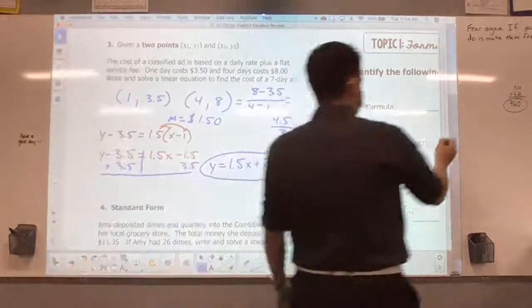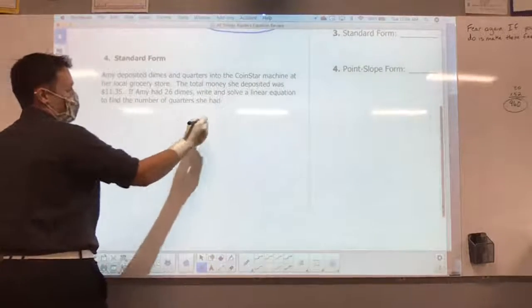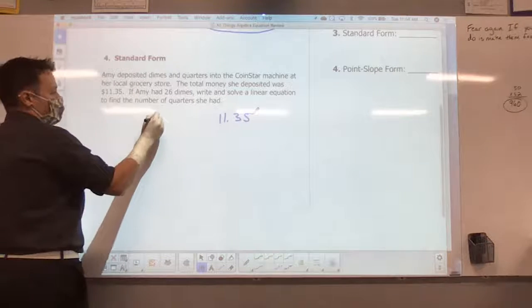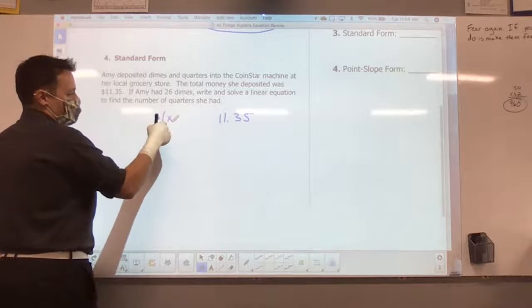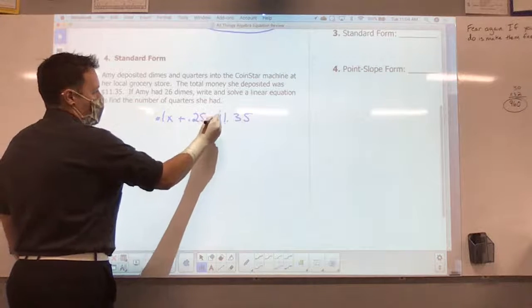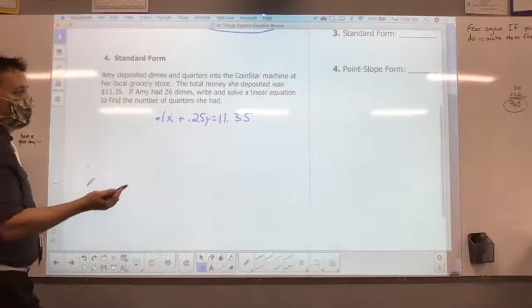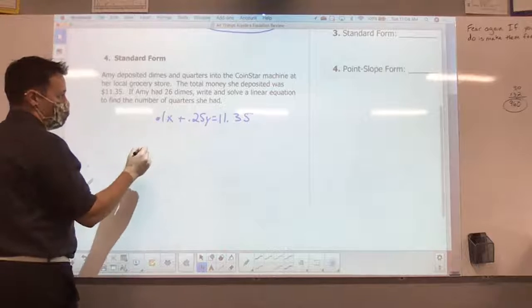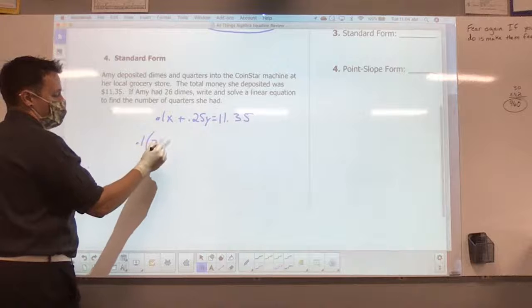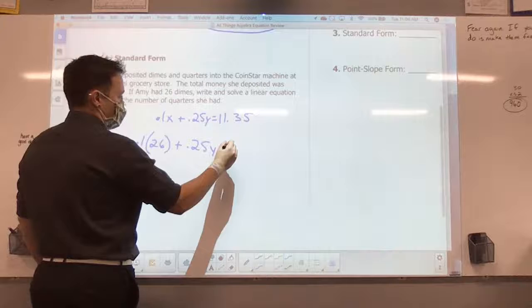Make sure you're giving good answers, or that what you're doing makes sense, right? And then the last one, I'll just give you the setup, but you can figure it out. They do money questions like this all the time, where a dime represents a dime, and then this would represent a what? Quarter, because the dime's worth how much? 10 cents, and a quarter's worth 25. And then if it says it has 26 dimes, you'd put 0.1, and instead of X, you'd put 26. And then what would you do, ladies and gentlemen? You would just solve for what?